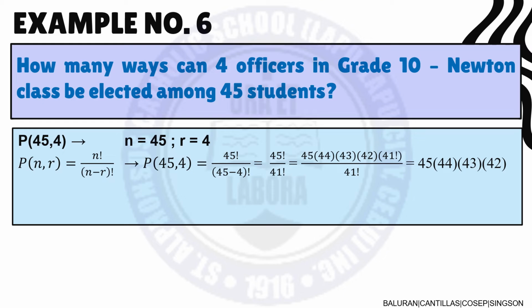That is equal to 45 times 44 times 43 times 42 times 41 factorial. We stop at 41 factorial since our denominator is equal to 41 factorial. After which, cancel. Then multiply what is left. So therefore, our answer is equal to 3,575,880 ways.